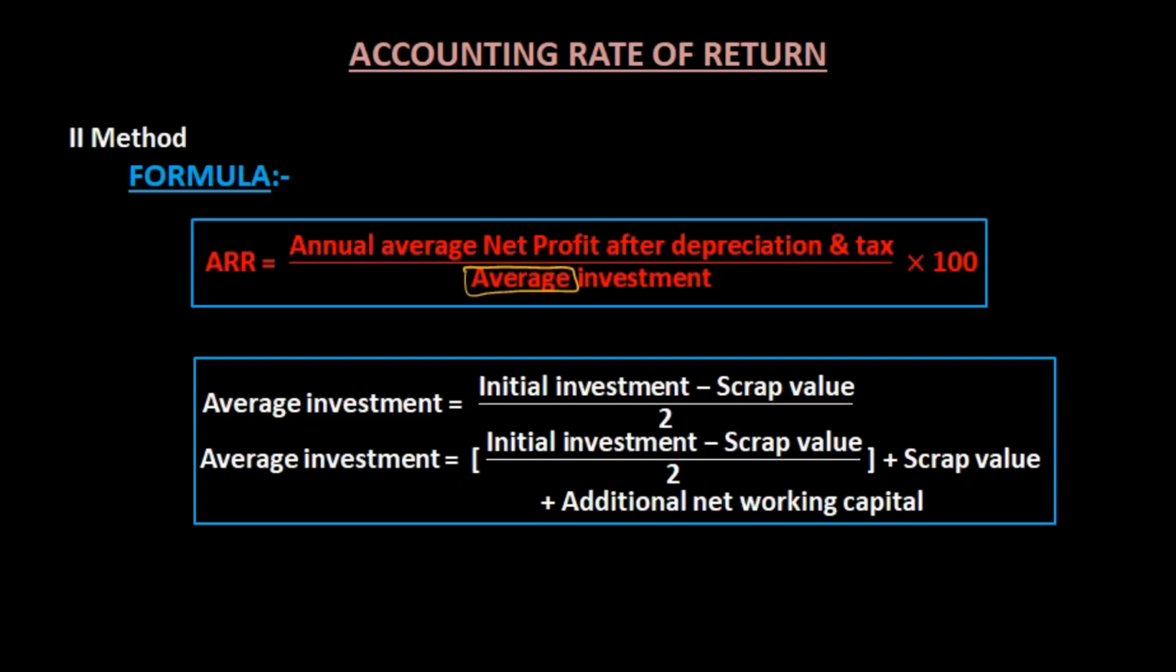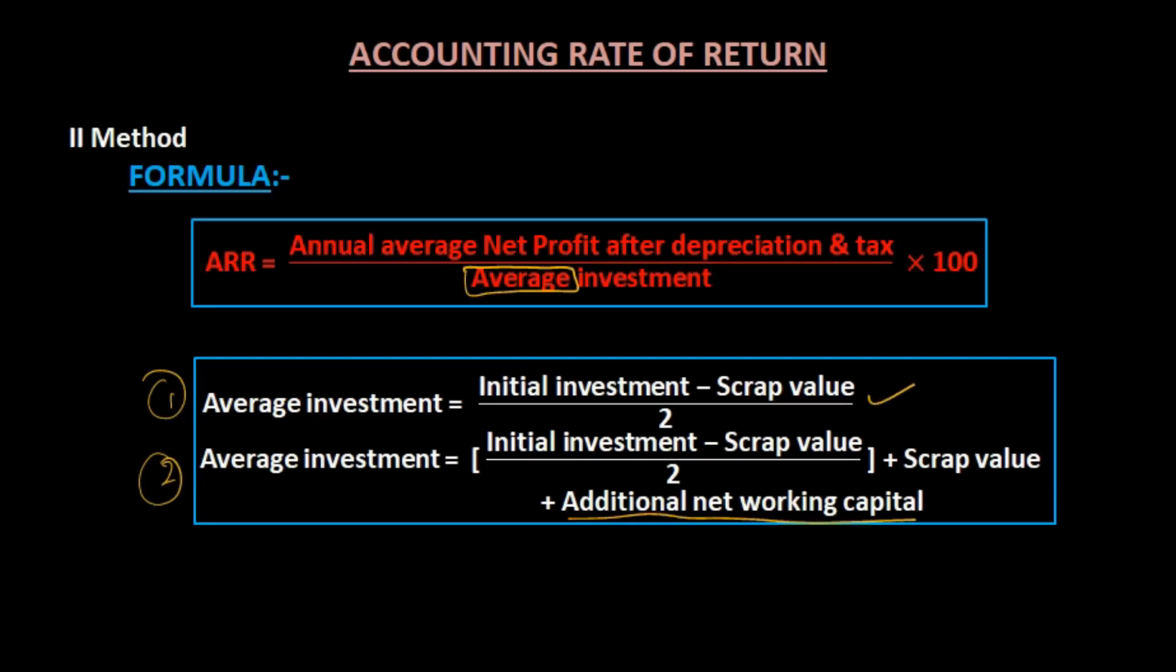So the numerator value, the annual average net profit after depreciation and tax, we will calculate the same way as we did in the first method. Only for average investment do we have two formulas. First: average investment equals initial investment minus scrap value, divided by 2. So take the initial investment, subtract the scrap value if given, and divide by 2. The second formula is initial investment minus scrap value divided by 2, plus scrap value plus additional net working capital. We use this second formula only when additional net working capital is given. Otherwise we use the first.